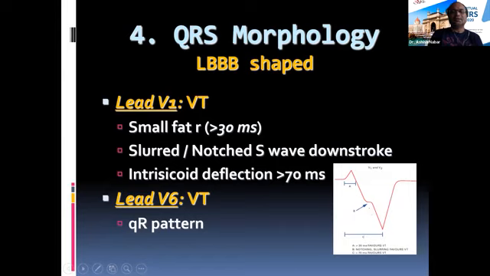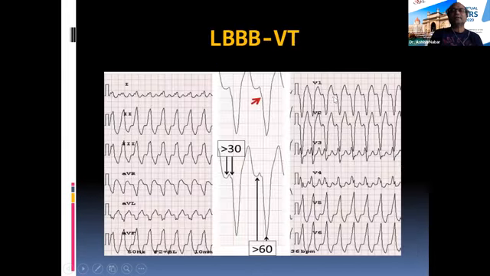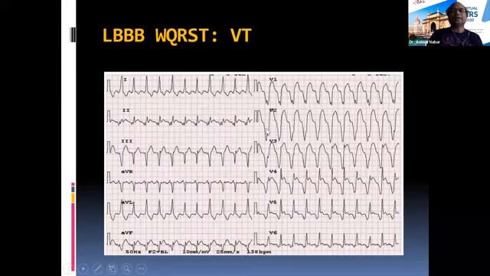But you have to see a number of ECGs that train your eyes or train your mind to carefully look at them. I'll show you some examples here. For example, here there is a big fat R, and there is a certain intrinsic oil deflection which is more than 70 to 80 milliseconds. Look, this is a nice way to study it. There is a big fat R, and if you look at this slur, this is very slow. If the initial activation of the ventricle is slow, then it is very likely to be VT.